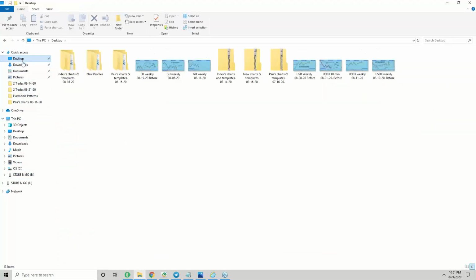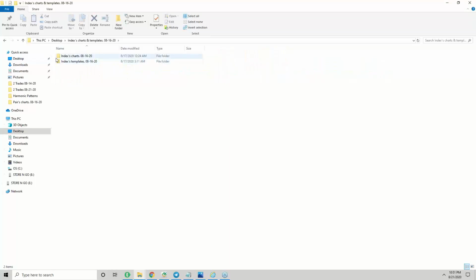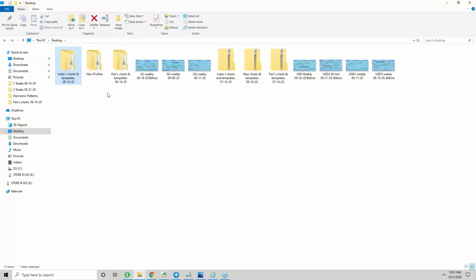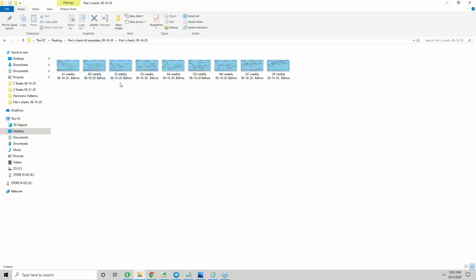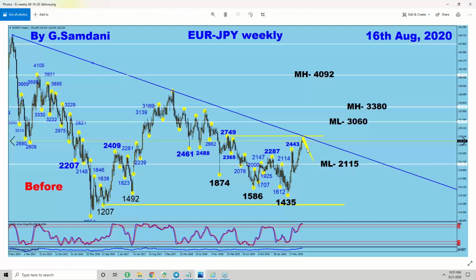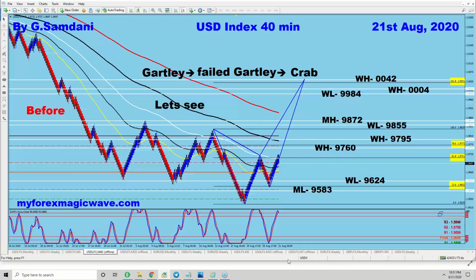I think, where can I find it? No, that's index. These are pair charts and templates. Okay, pair charts. And these are the charts I make, and I give them to my subscribers. Okay, see the EJ weekly chart on the 16th. Look what it was showing, the direction. See that? So this is somewhere there. It's supposed to make the turn and go down, right? And let's take a look where it is right now. Okay, let me show it to you.